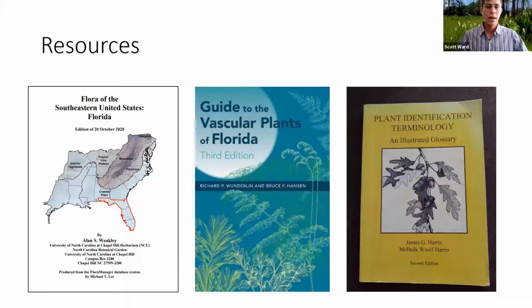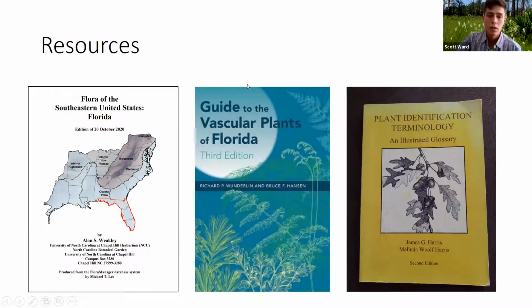Some resources I recommend, at least within Florida. Alan Weakley just came out with his more recent iteration of his Flora of the Southeastern United States. A lot of respect for this. There's just a huge area that it now covers, about 10,000 species or so. It's a massive undertaking when you think about these projects. But fortunately, he has floras that are adapted for each state and each area. So there's a key just for Florida, for instance.